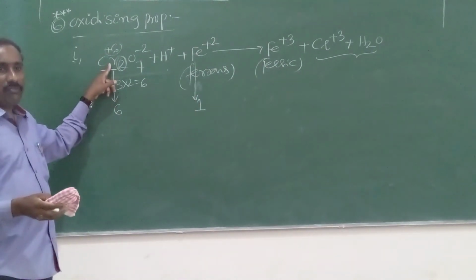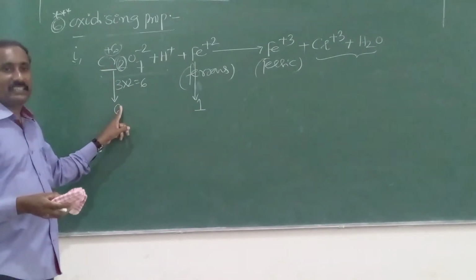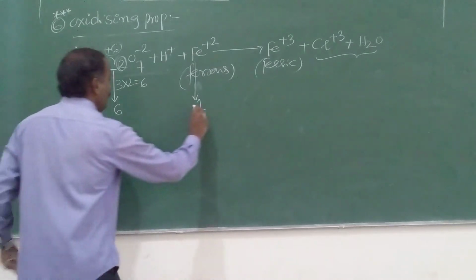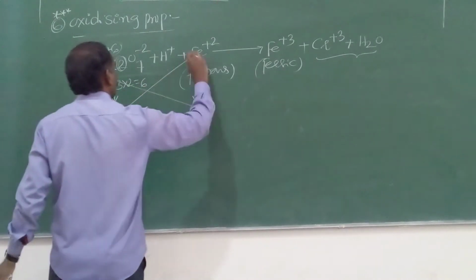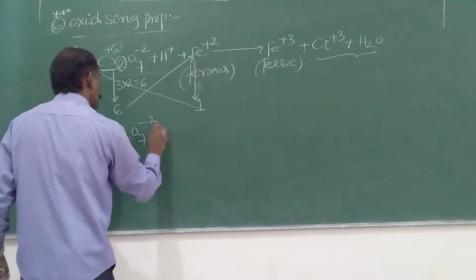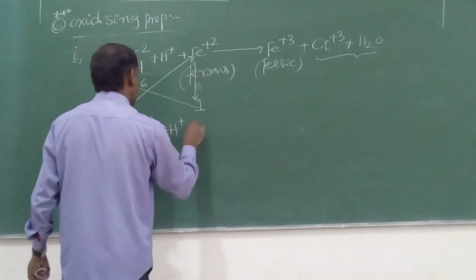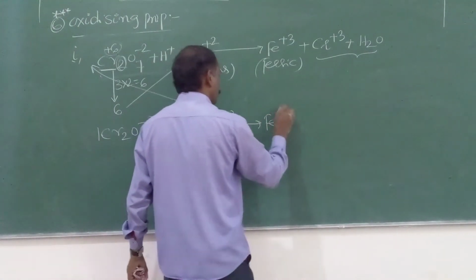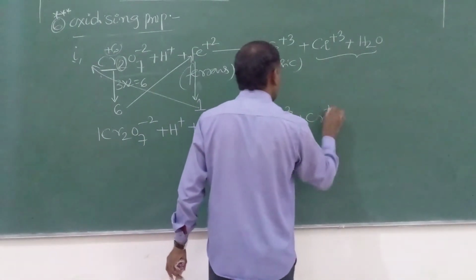So again I am repeating. In the next equation, below the dichromate directly I will write 6. Here ferrous to ferric, difference is what? 1. Immediately cross multiplication: 1 Cr2O7 2 minus plus H plus plus 6 Fe 2 plus gives rise to Fe 3 plus plus Cr 3 plus plus H2O.